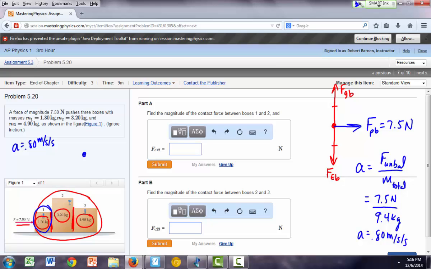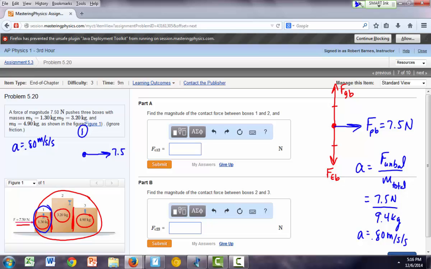And I'm not going to worry about the up and down forces because I know those offset each other. The normal force of the floor, the support force, is equal and opposite to the Earth's pull downward. So the only forces I'm going to worry about are in the x direction. There's a 7.5 Newton force acting this way on box 1. Remember, this is box 1.